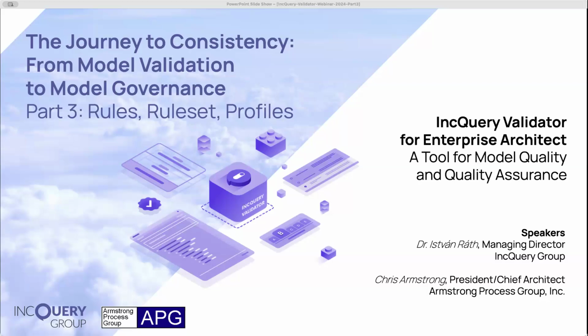This is part 3 of a 4-part webinar on the journey to consistency within your architecture models, getting through the journey from model validation to model governance so you can really control what's going on within your architecture models. Today, our webinar is going to be focused on rules, rule sets, and profiles. So what we're talking about here is how do you write custom rules to validate your models against the things that you care about. And there's some different pieces involved with that puzzle that we'll be talking about today.